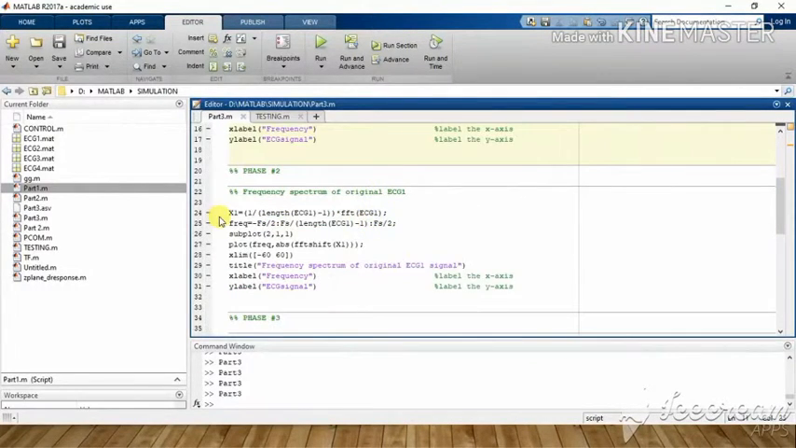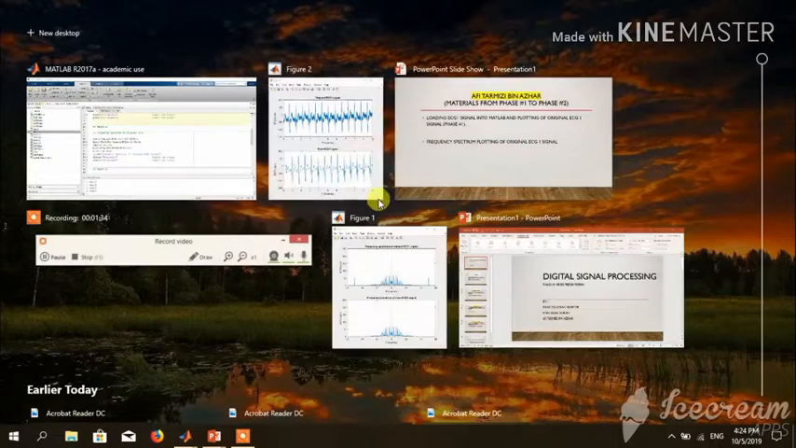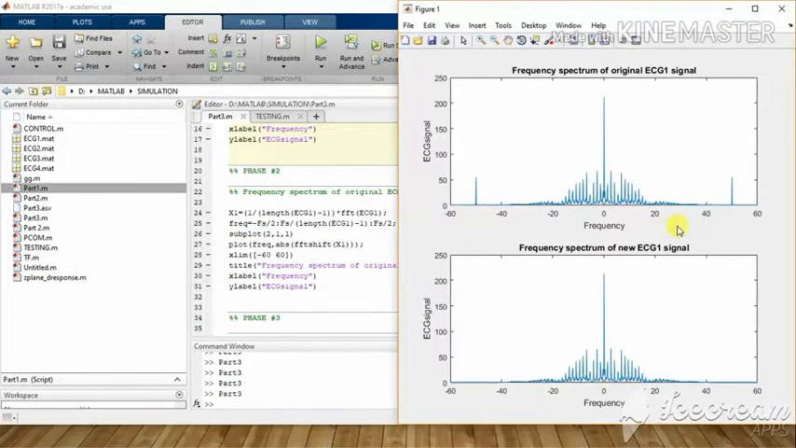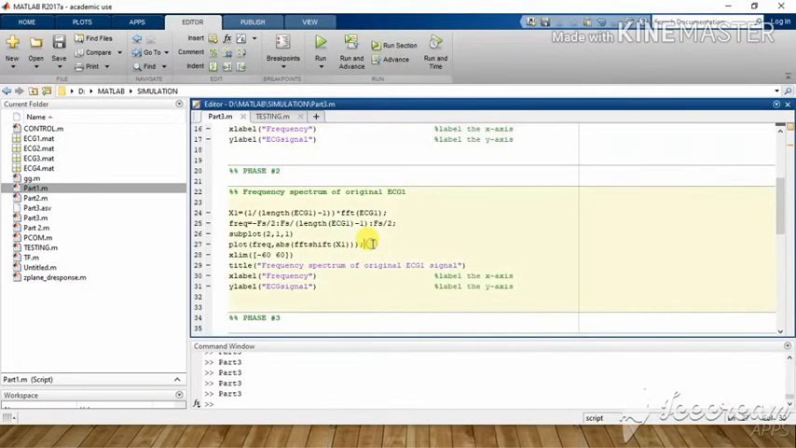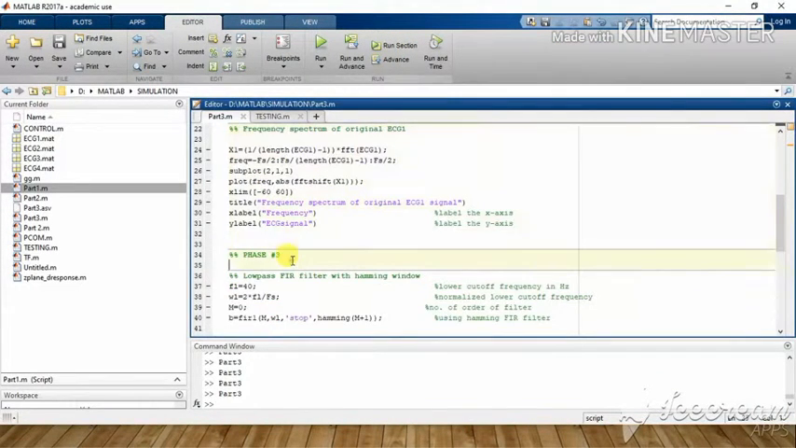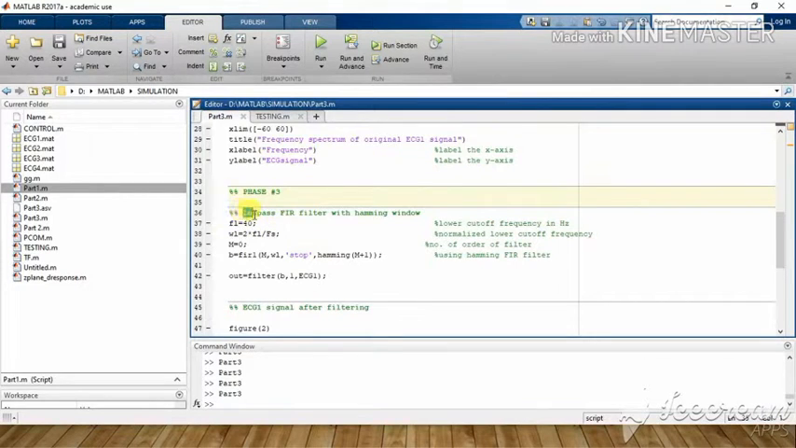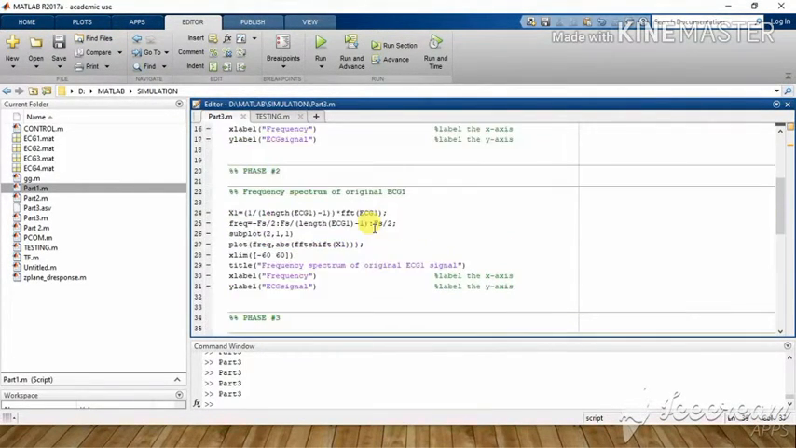So therefore, in phase 2, we modified the code to produce the frequency spectrum of ECG1. This is the frequency spectrum of ECG1. As you can see, there is noise above 40 Hz and below negative 40 Hz. Therefore, in phase 3, we are going to design a low pass filter with a Hamming window to filter out the noise that is disturbing these signals.